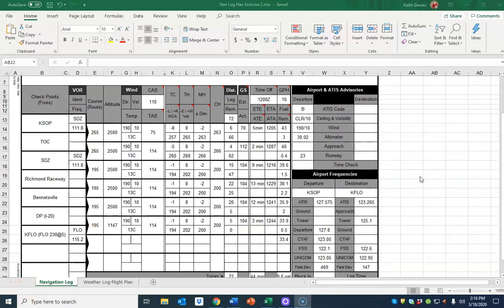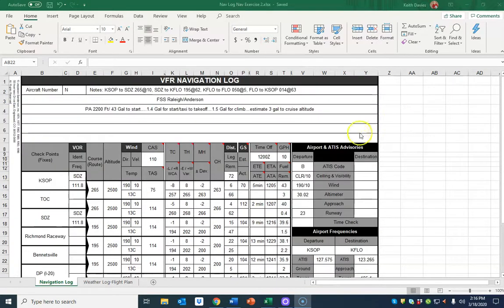The last thing we're going to do on the nav log calculation-wise is our fuel planning. Okay, we're going to start our fuel planning according to the problem, and I wrote it down up here to start with 43 gallons, and I put it in the notes just to remind me. And we said in the problem that, and this is fairly typical for a 172, about 1.5 gallons, a little bit less than that for start, taxi, takeoff, and about another 1.5 gallons for climb to altitude to 2,500 feet. So you can estimate about 3 gallons to get to your cruise altitude.